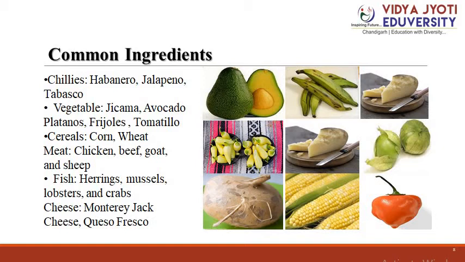Frijoles are basically beans, popularly used in Mexican cuisine. Depending on the colors, like black or red, they are known as frijoles negro or frijol rojo, respectively. They are cooked like stews, combined with meat, or even boiled and served as salads.